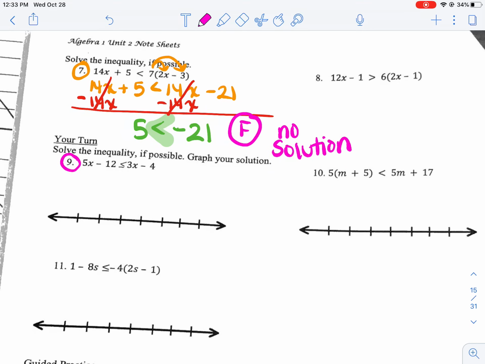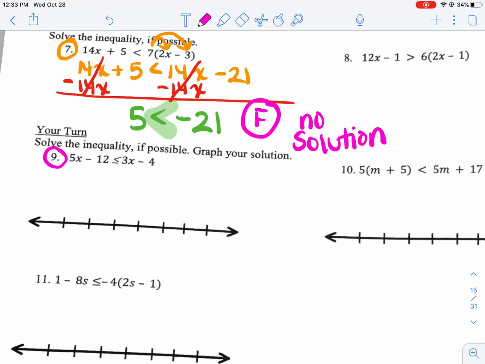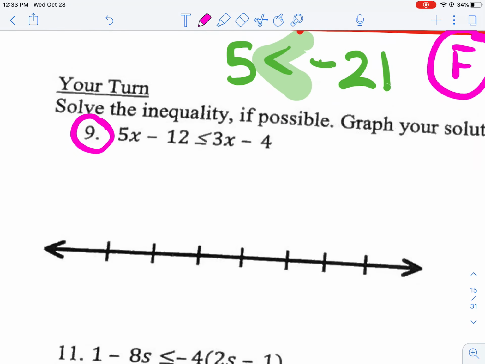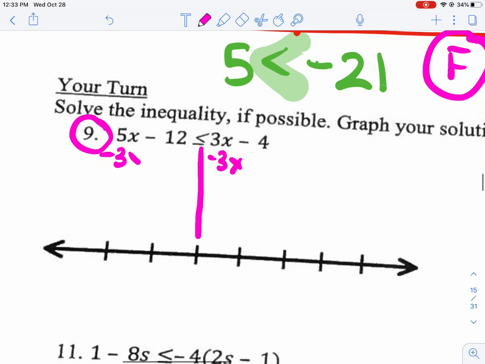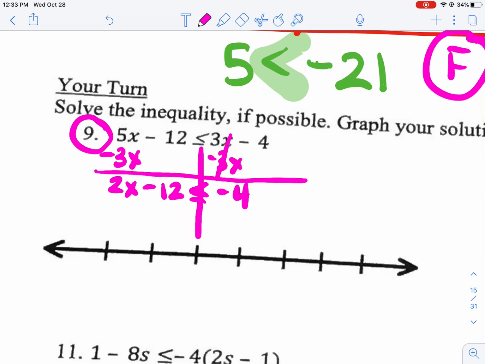So it says, your turn, solve the inequality and graph the solution. So let's look at this. We're going to treat this just like an equation. I'm going to take away 3x from both sides. So 2x minus 12 is less than or equal to negative 4.